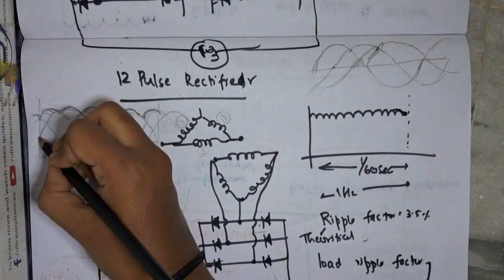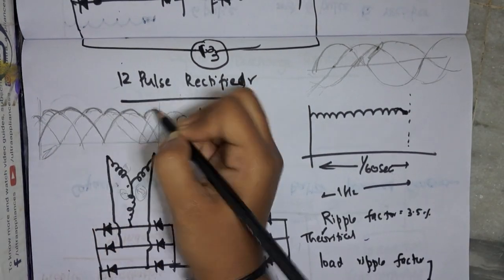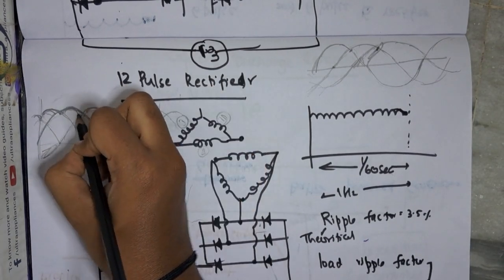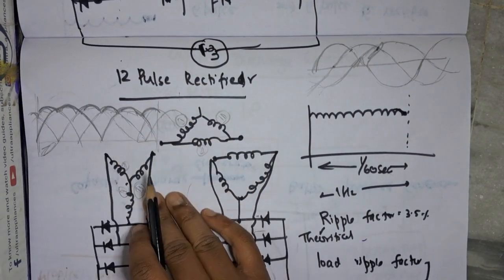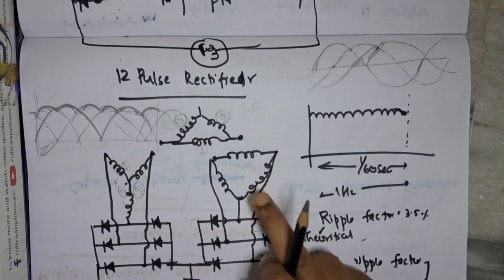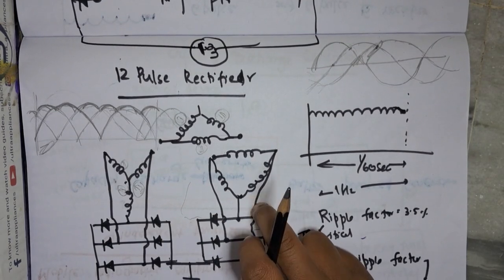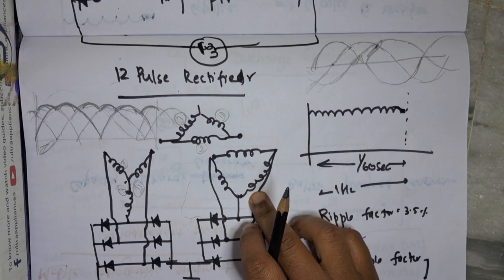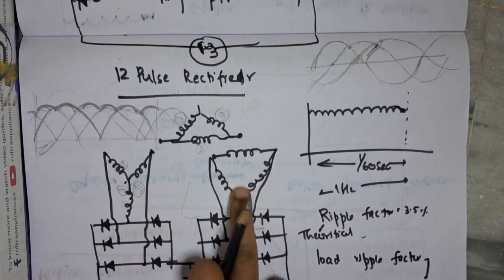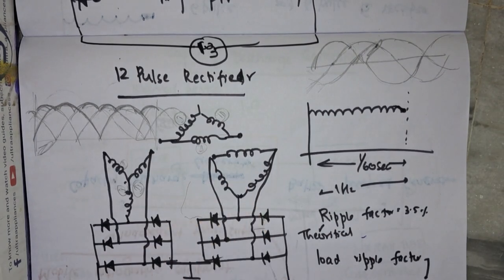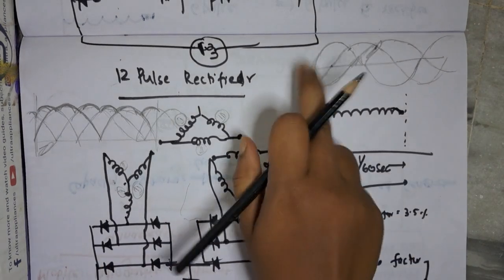So this is the primary wave. We have 1, 2, 3, 4, 5, 6. This 6 is for this Y circuit, right? Now similarly we have to do it for the delta circuit. If you remember, the output from the delta circuit has a 30 degree difference; it lags 30 degrees from Y. This delta will lag 30 degrees from Y. So this is the Y output waveform.